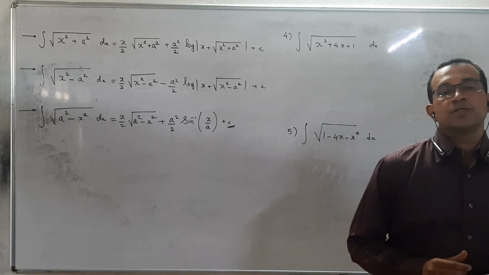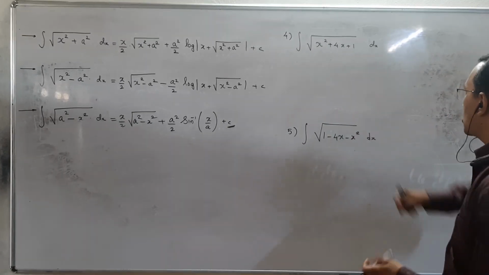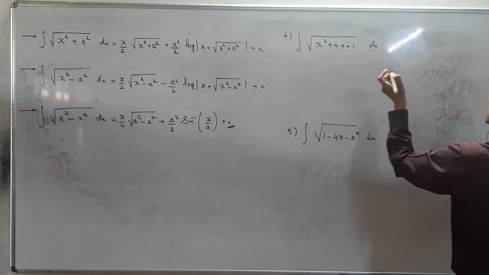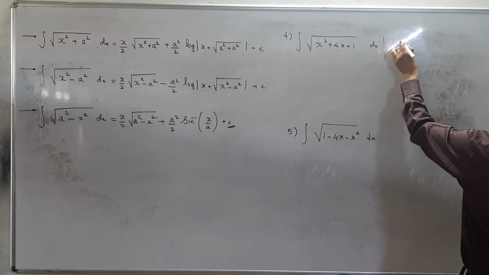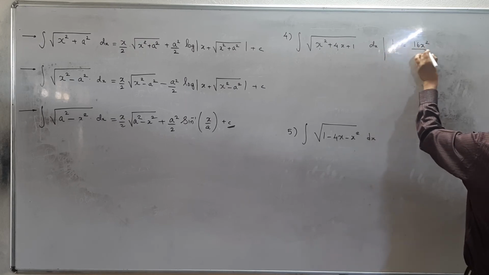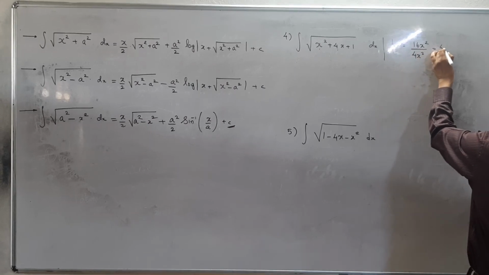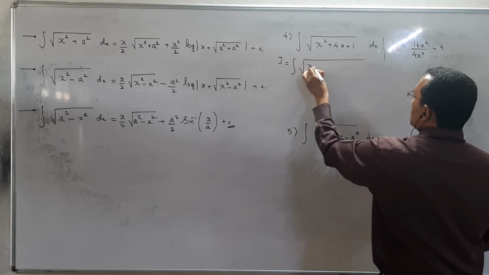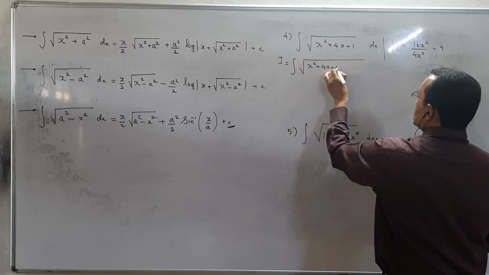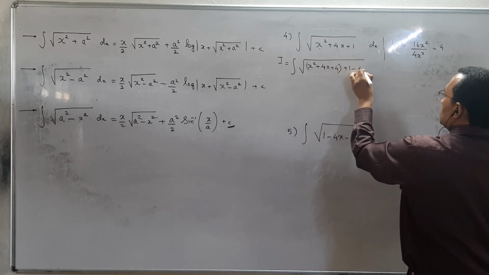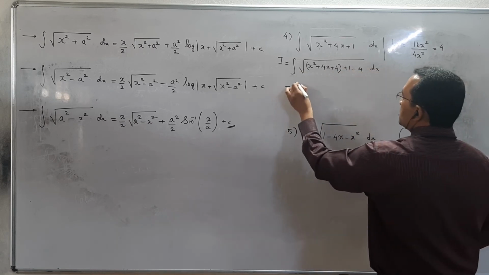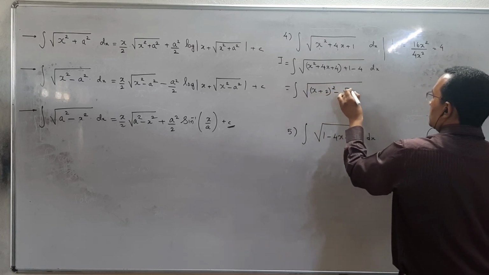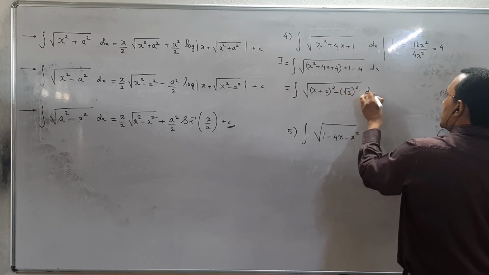Okay students, so how to proceed? It is root quadratic. Find the last term by taking this as first term and this as middle term. LT is equal to middle term square upon 4 into first term, so it is 4. Add and subtract 4. X square plus 4x plus 4 plus 1 minus 4 dx. So this changes to under root of x plus 2 the whole square minus root 3 the whole square.